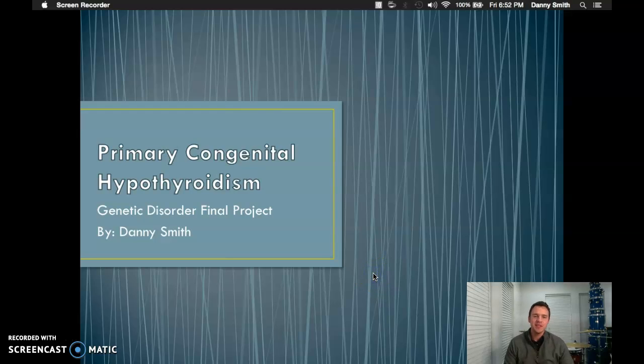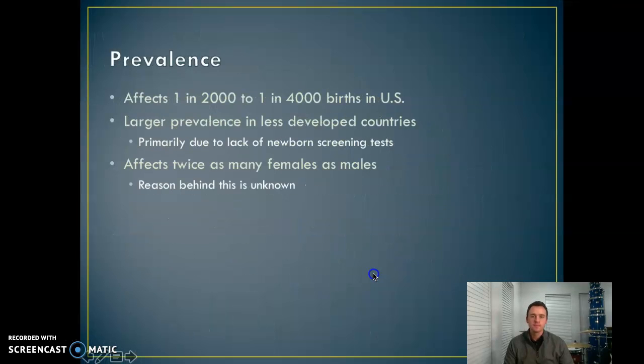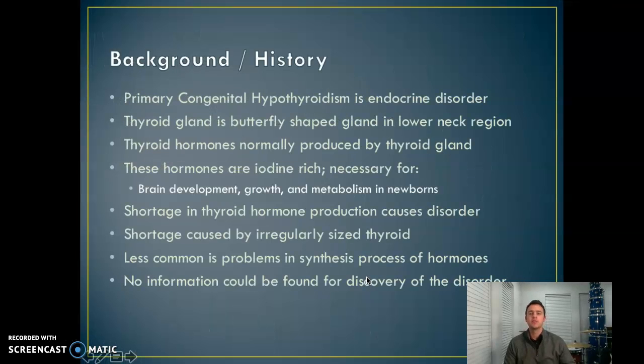Hi, my name is Danny Smith, and for my project, I chose primary congenital hypothyroidism as my disorder. So, some background information on this particular disorder is that it is an endocrine disorder, and it is characterized by abnormal thyroid hormone production.